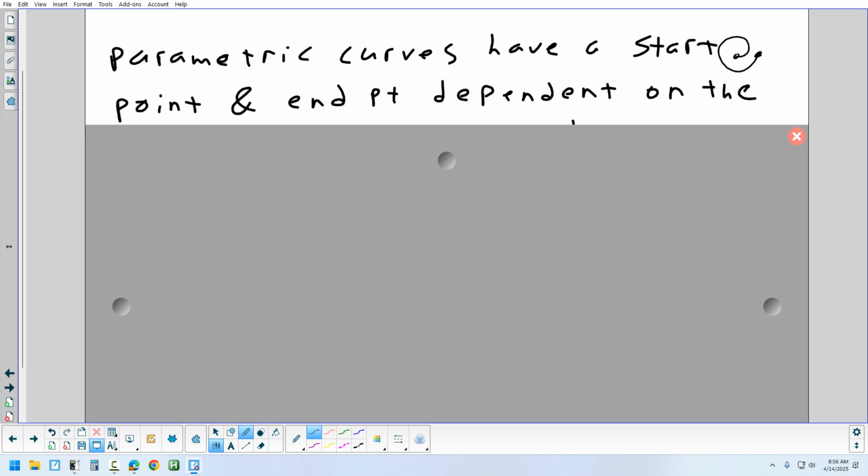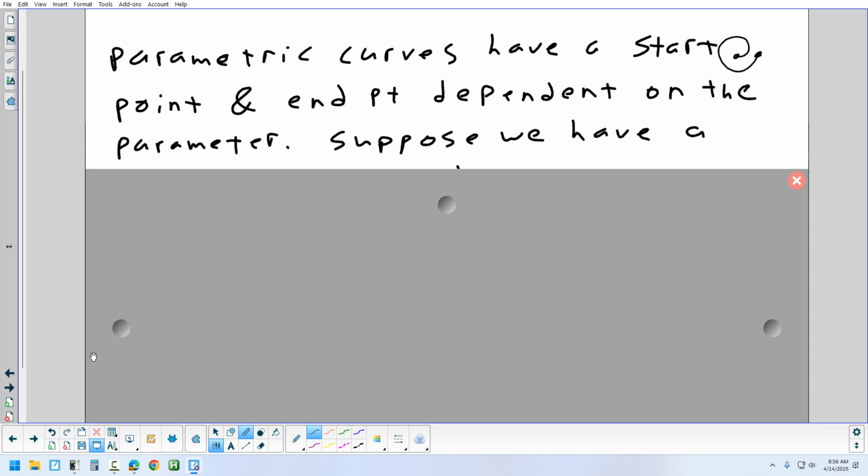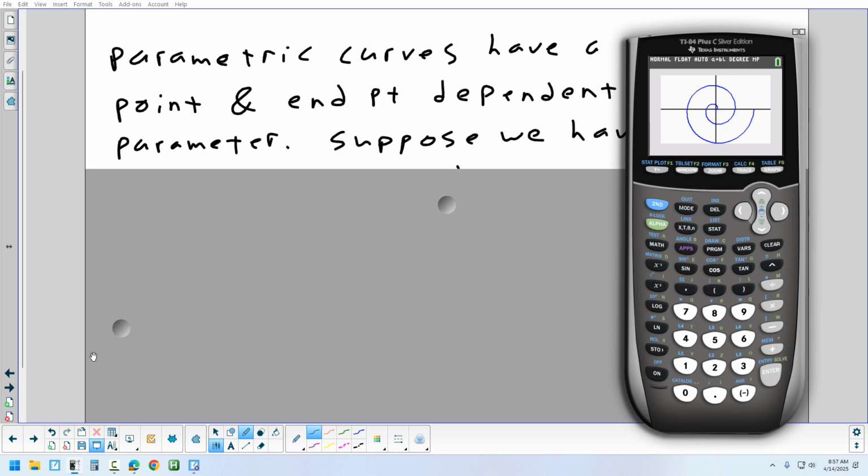Now, where it starts and stops is dependent on the parameter. We can control where it starts and stops. So it's not like a graph with y equals, where you draw it and, for example, a line might go on forever. No, we can draw a line segment. We can control where it starts and stops. And the way that we control that is with this Tmin and Tmax.